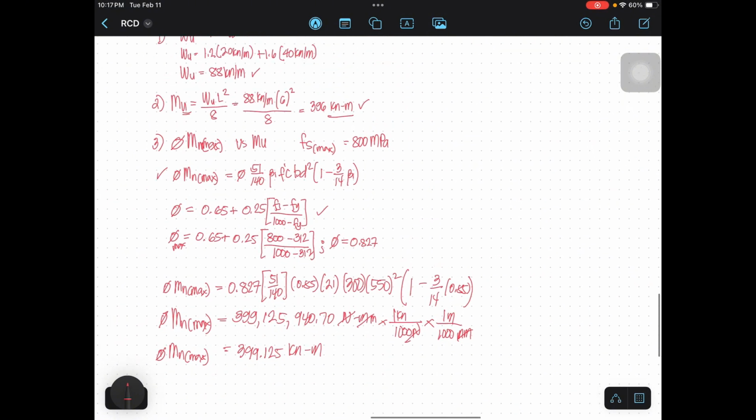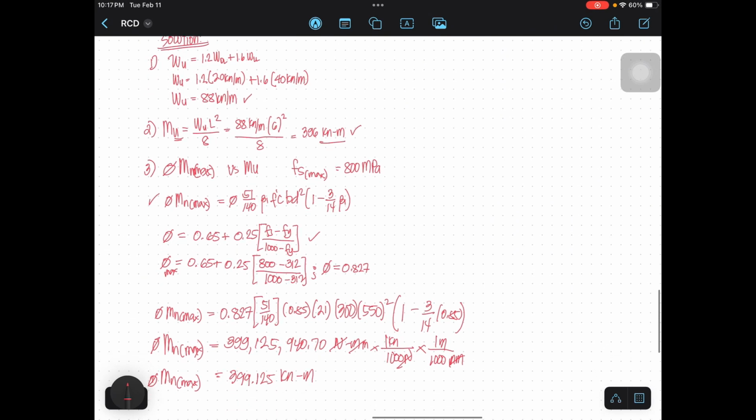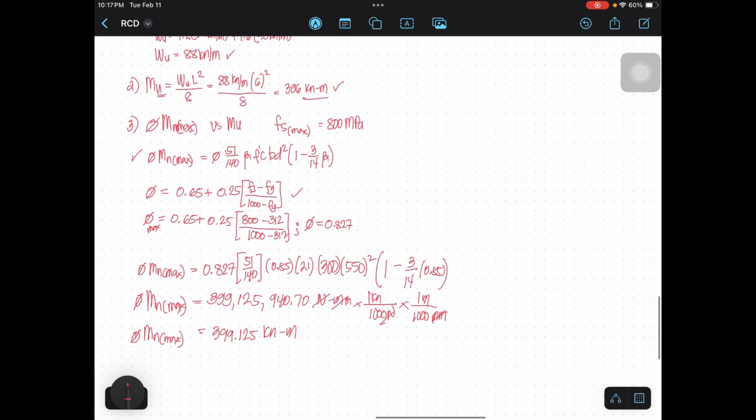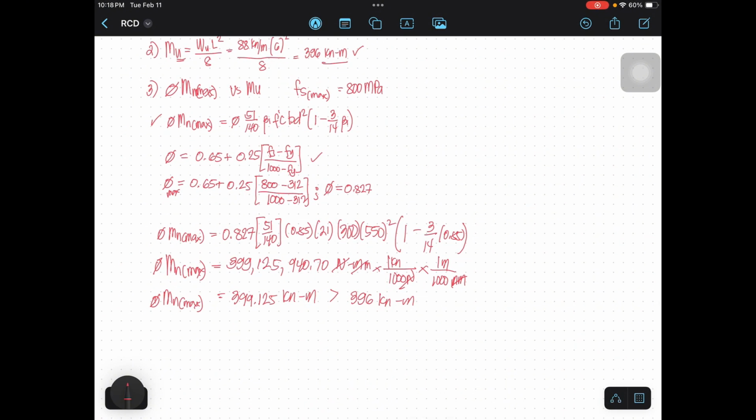Okay? So, meron na tayong maximum moment na 399.125. Ngayon, yung ating ultimate moment that the beam could carry is only 396 kilonewton meter. So, mas malaki pa din yung maximum. Kaya kumbaga, nasa pagitan pa din or nasa loob pa din ng maximum yung ultimate moment natin that the beam could carry. So, therefore, if MN max is greater than sa MU, therefore, it is SRB.